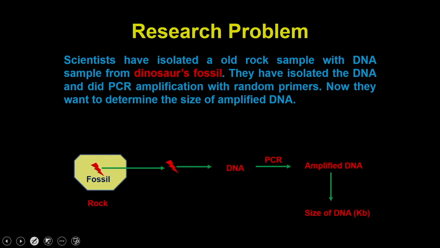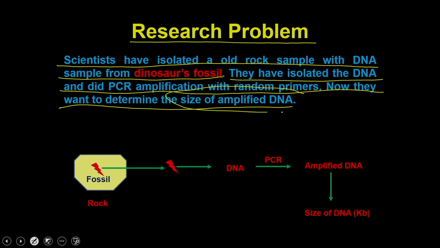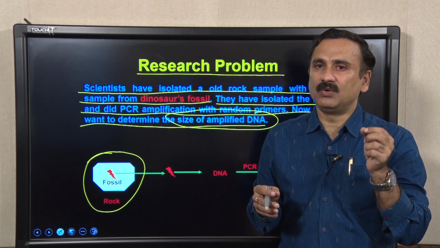So let us see, this is an old research problem, where the scientists have isolated an old rock sample with a DNA sample from a dinosaur. They have isolated the DNA and did the PCR amplification with random primers. Now they want to determine the size of the amplified DNA. If you remember, while we were discussing electrophoresis, we took this problem, where the scientists discovered a rock sample with a dinosaur fossil, and when they extracted this fossil, they were able to get some amount of DNA as well.